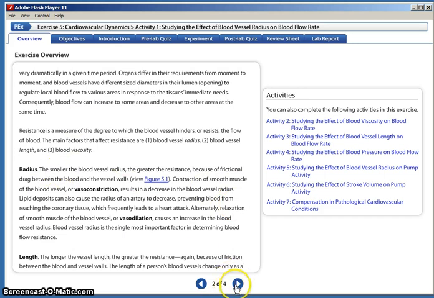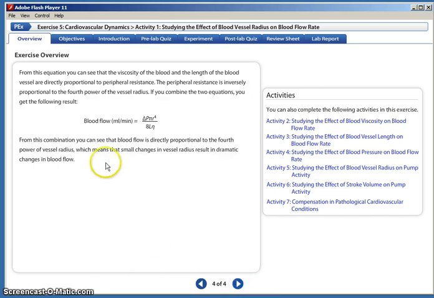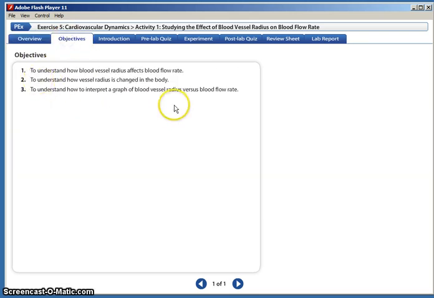So this walks you through a few of the things, right? They talk about radius and length, and lastly viscosity. They show you a couple of different formulas that are mentioned in OpenStax as well to help you get this idea of what all things affect blood flow, because blood flow is ultimately the most important metric for the cardiovascular system. We are trying to figure out all the different things that can affect blood flow, and of course how they affect it.